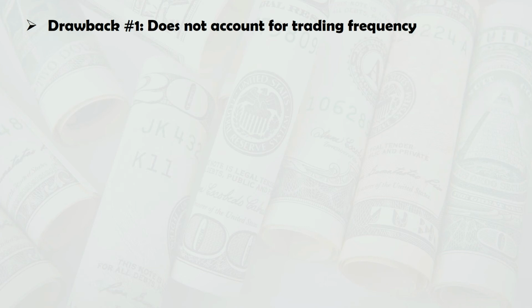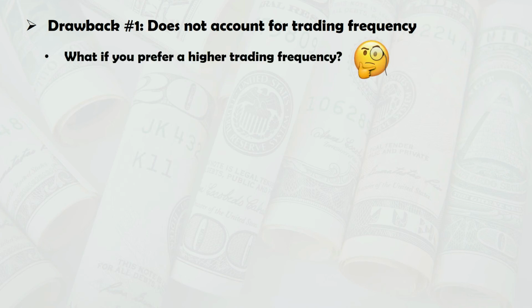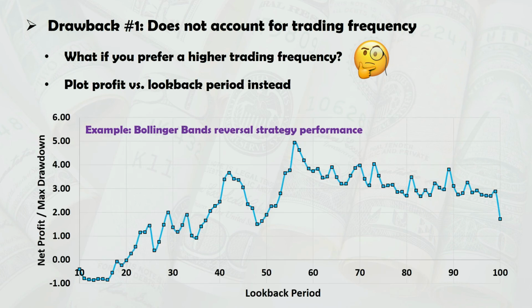Unfortunately, since we use the average normalized MFE and MAE values, the edge ratio is not affected by trading frequency. Higher trading frequencies are usually preferred because they generate profits faster. To alleviate this, you can plot net profit versus look-back period instead. A simple reversal strategy, which is always in the market, will suffice for such cases. You can use both methods concurrently to get a more comprehensive overview of your entry performance.